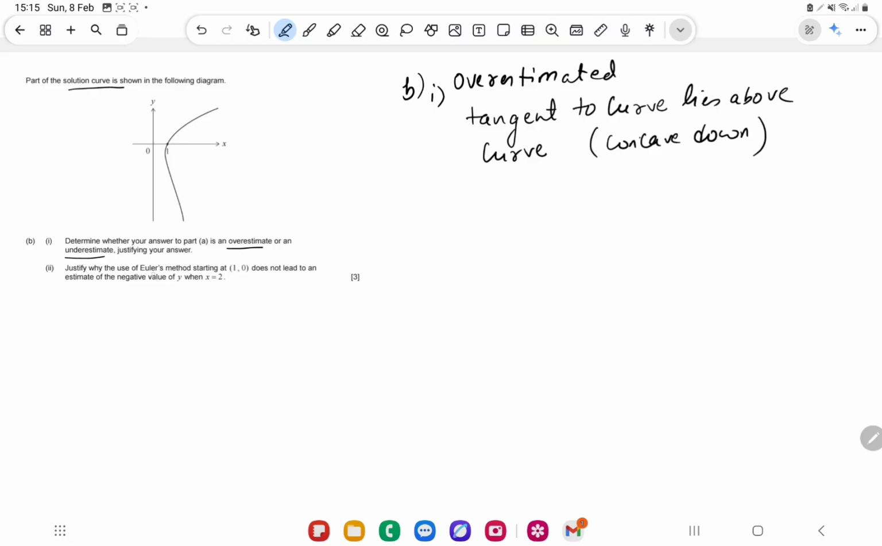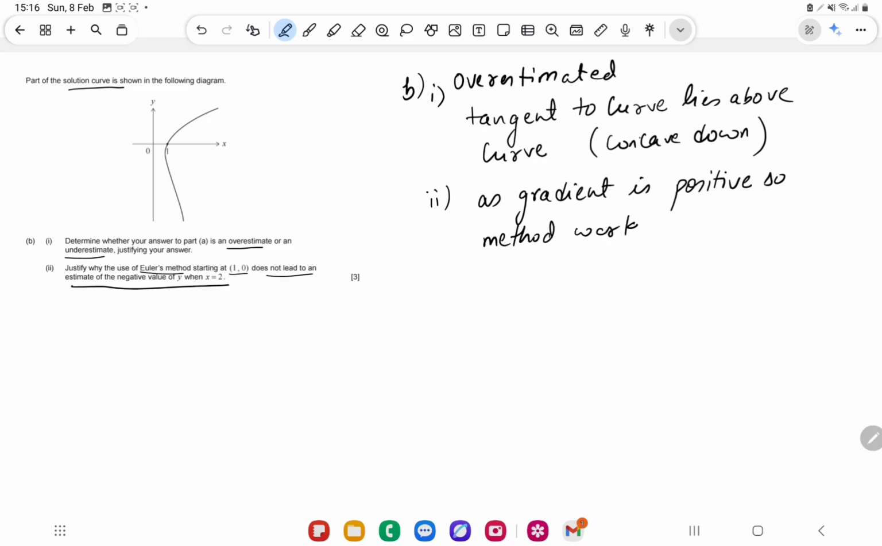Now it says justify why the use of Euler's method starting at (1, 0) does not lead to an estimate of negative value of y when x is equal to 2. For this, since again we have to justify, we can write that my gradient is positive, so the method works in the direction of the upper part of the curve. So this justification we have to write.